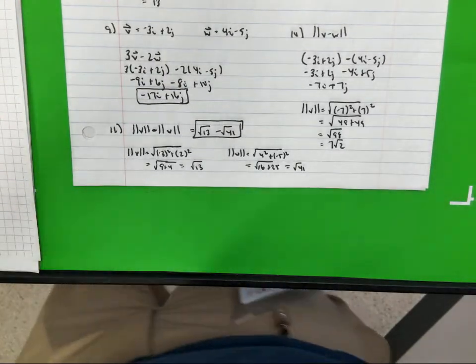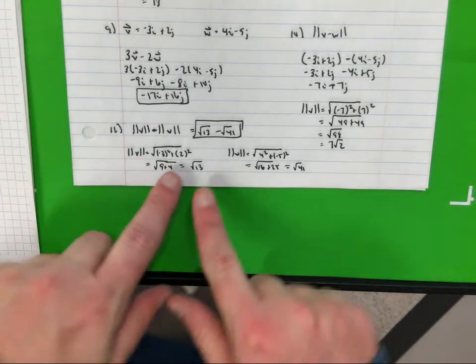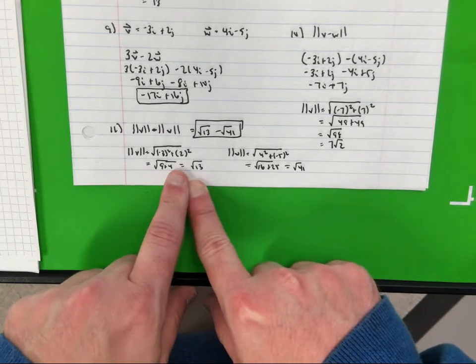Number 11. What do you do first here? Subtract or find the magnitude? Find the magnitude. Find the magnitude of v minus the magnitude of w. So I went and found the magnitude of v, which is square root of 13.